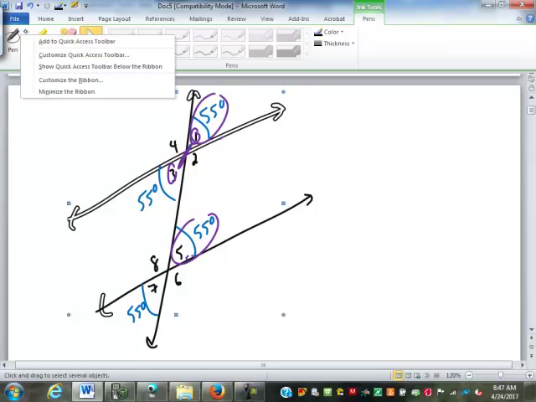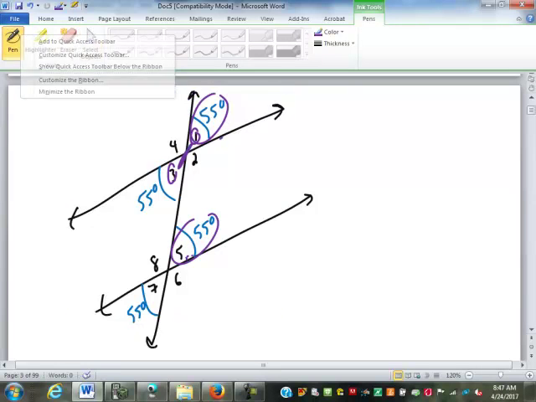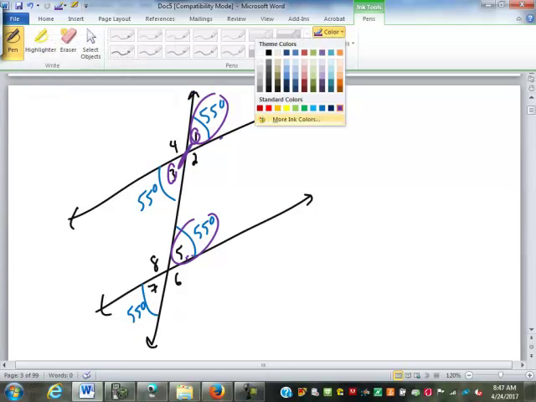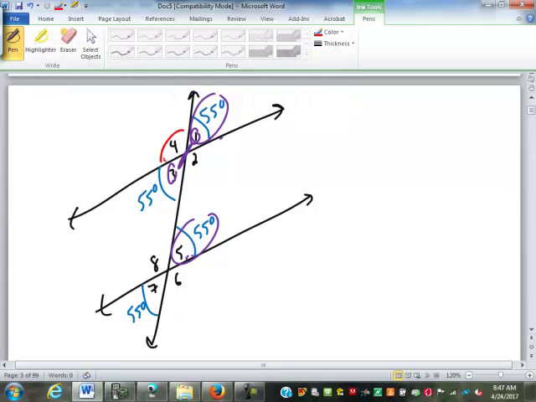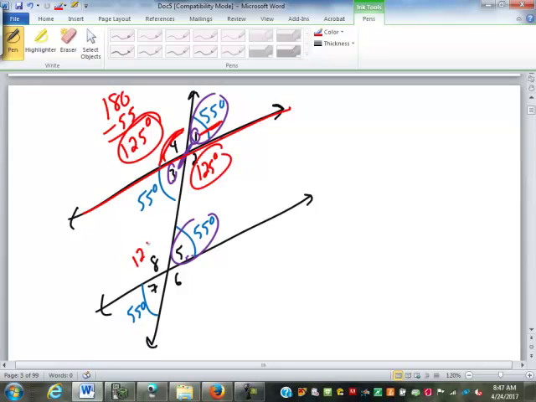So now I know this angle and the 55 degrees have to add up to 180 because that makes a line across there. 180 minus 55 is 125 degrees. So that's 125 degrees. That's 125 degrees. That's 125 degrees, and that's 125 degrees.